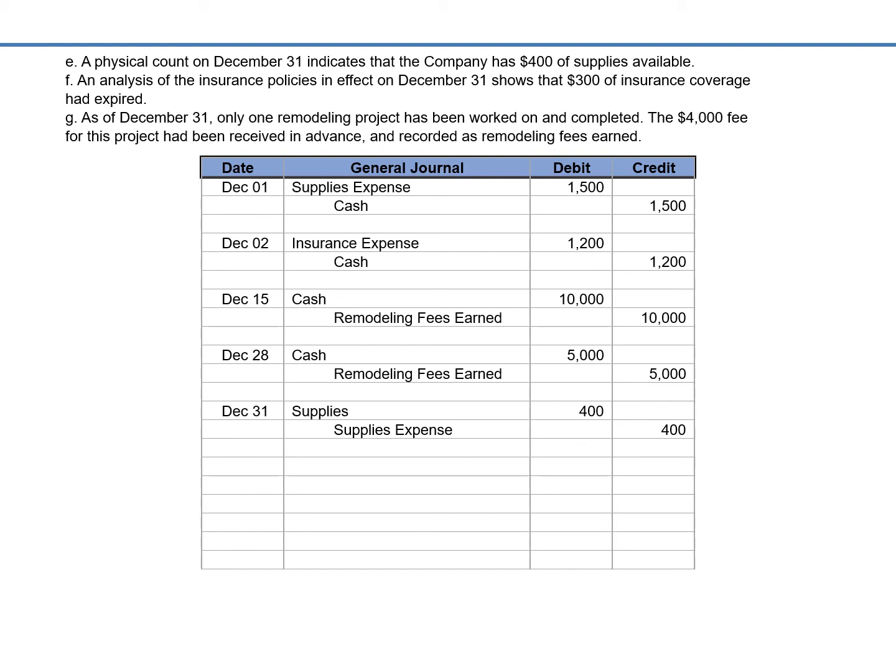In letter F, an analysis of the insurance policies shows that $300 of insurance coverage has expired. So we currently have $1,200 in our insurance expense account, but what they're telling us is that we should only have $300. So here's our $1,200.